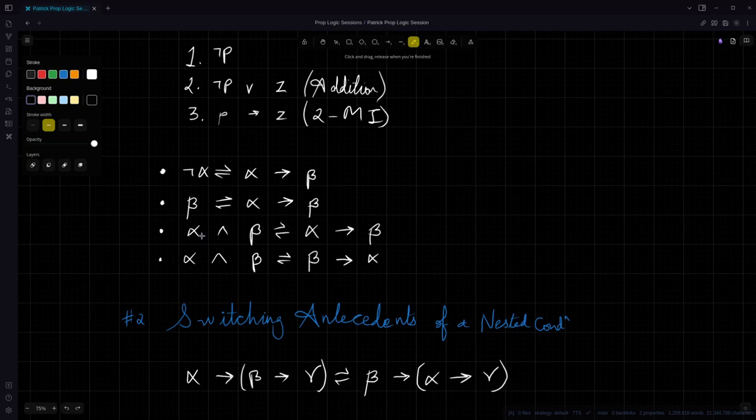So here we have a conjunction, which means both are true. A conjunction is only true when both are true. So from there you can get alpha implies beta, and you can also get beta implies alpha. And from these two, you can get alpha if and only if beta, by doing a conjunction of them. Exactly, yeah.